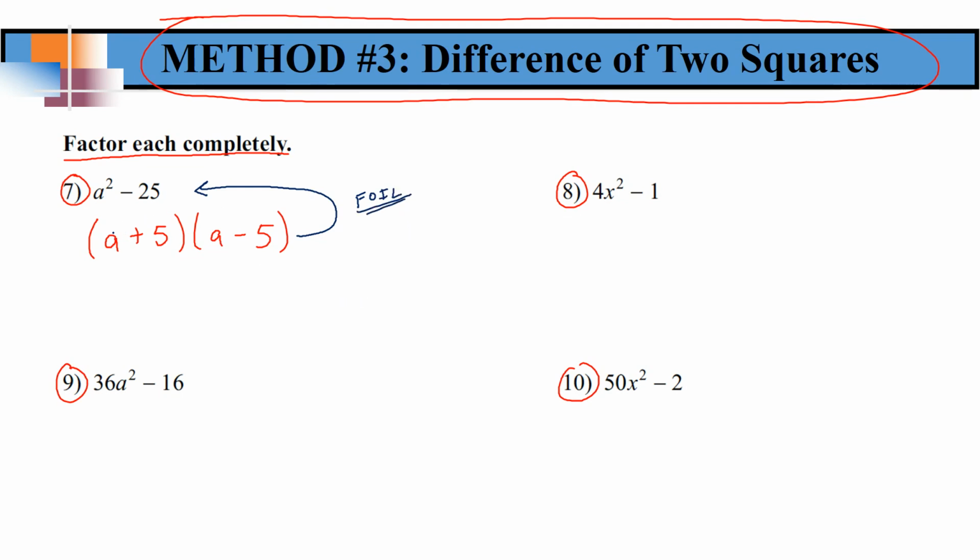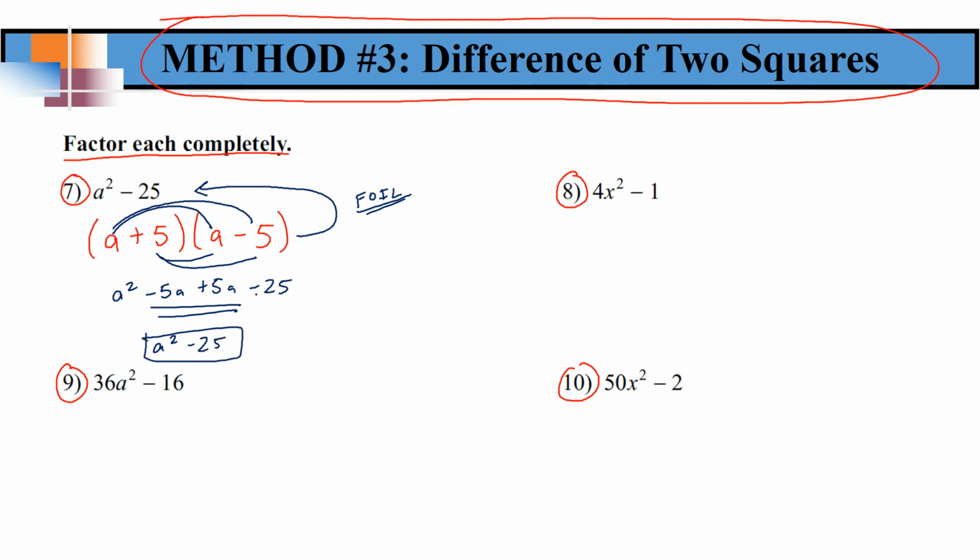Remember, F stands for first. A times A is A squared. And then I get minus 5A, and then I get plus 5A, and then I get minus 25. Do you notice what happened with those 2 middle terms? Negative 5A and positive 5A cancel each other out, leaving you with A squared minus 25.